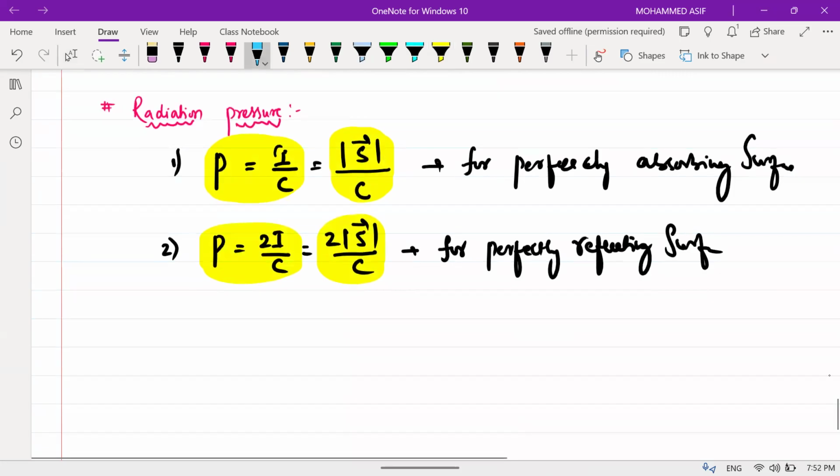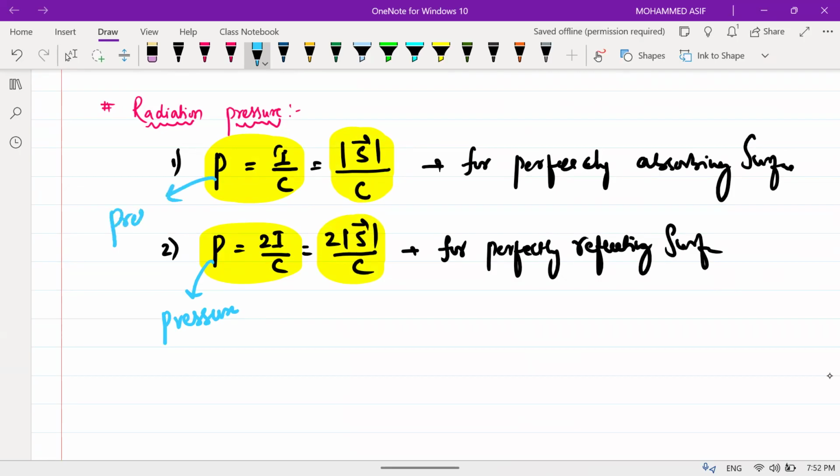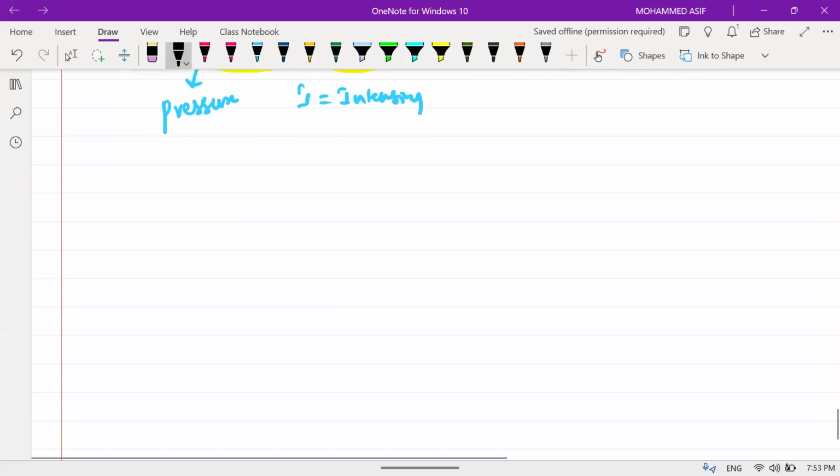P is equal to I by C, or P is equal to 2I divided by C, or the pointing vector divided by C, or 2 times the pointing vector divided by C. What is P here, beta? Anyone? This P is nothing but pressure, not power. I is intensity. Clear? Done, beta? Yes, sir.